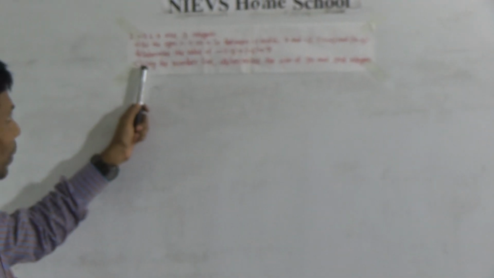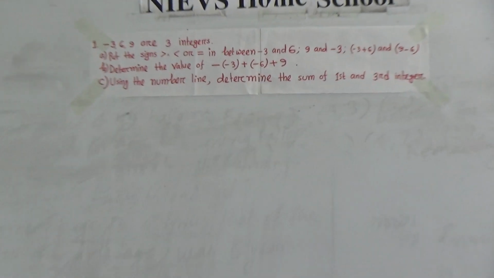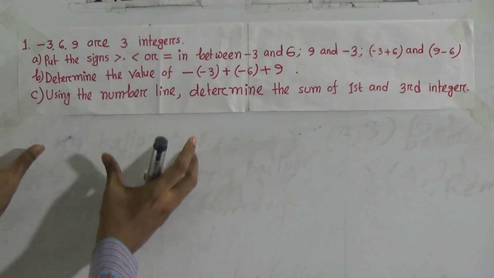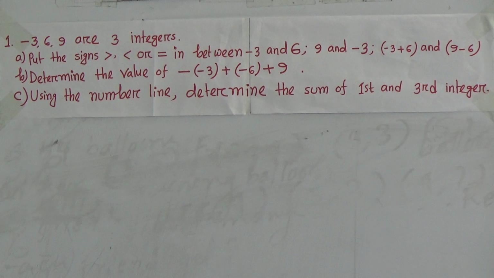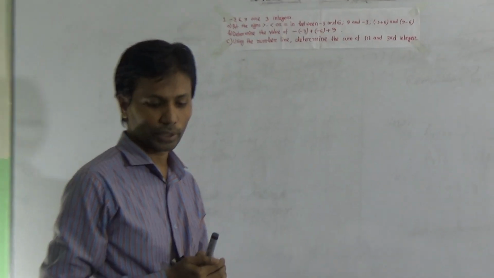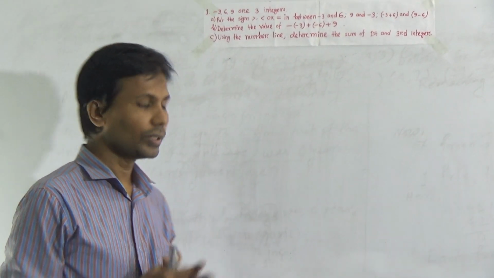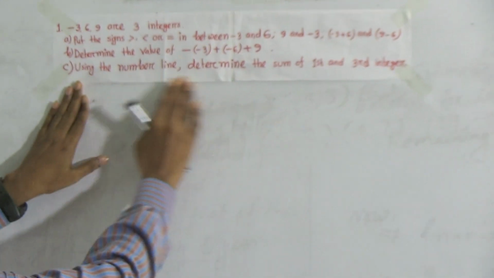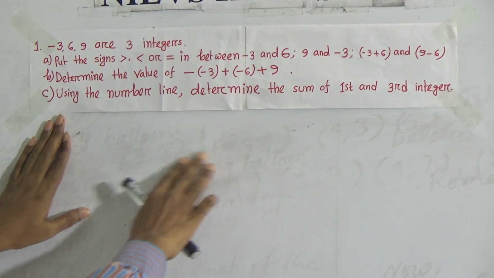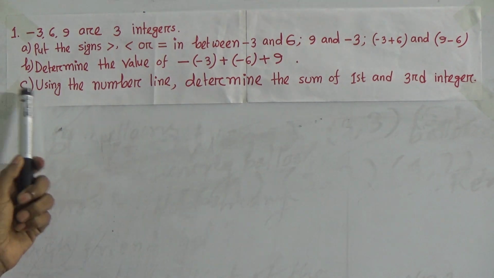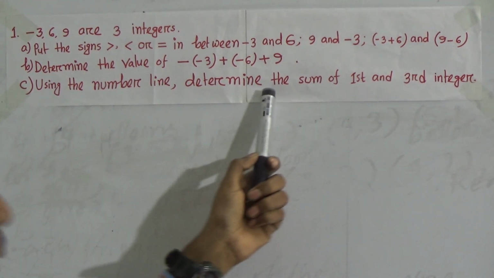This is taken from exercise 3.3, which is question number 14 from your book, page number 87. From that question we make these creative questions. This creative question and that question are almost similar, but C is made by ourselves.